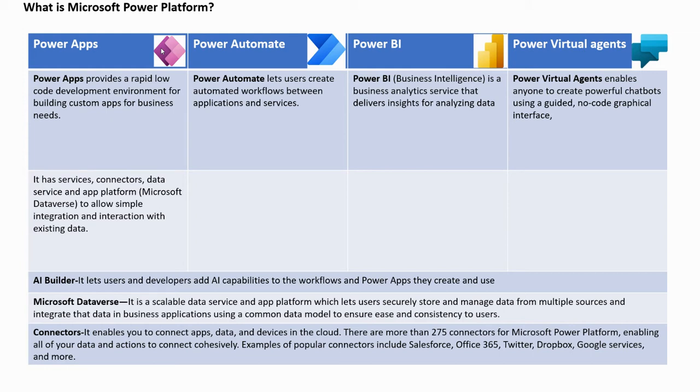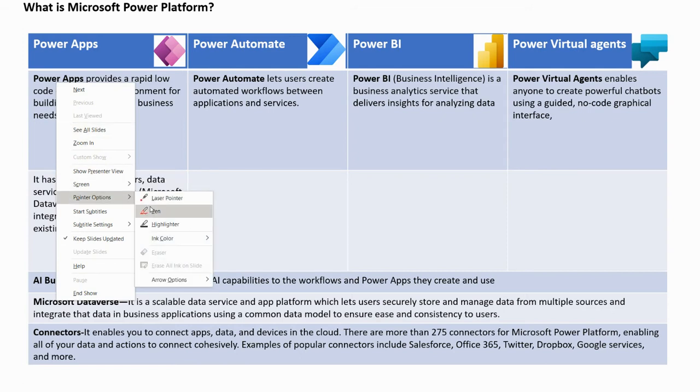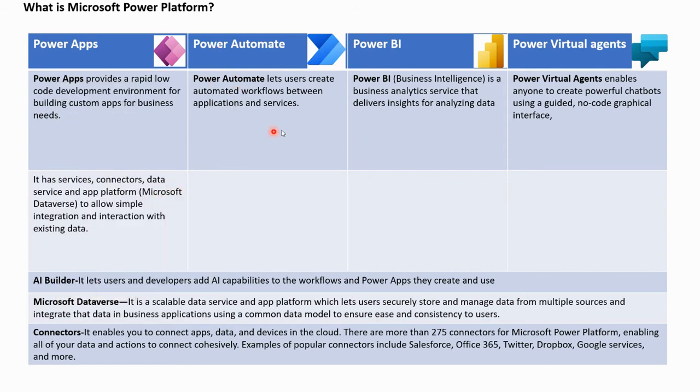To begin with, what is the Power Platform? Power Platform, as we discussed, consists of four different components. Power Apps, which gives the user the ability to do a rapid, low-code development environment to build custom apps. Then you have Power Automate, which enables the user to automate their flow. Then you have Power BI, which enables business analytics as a service in the hands of a user. Also, we have Power Virtual Agents, which enables users to create chatbots.